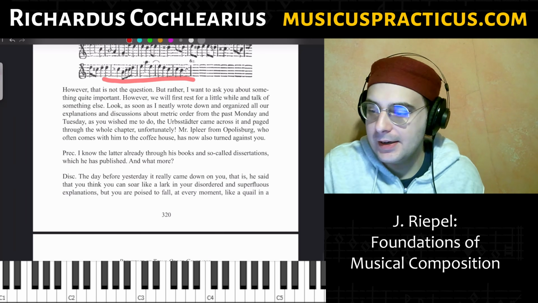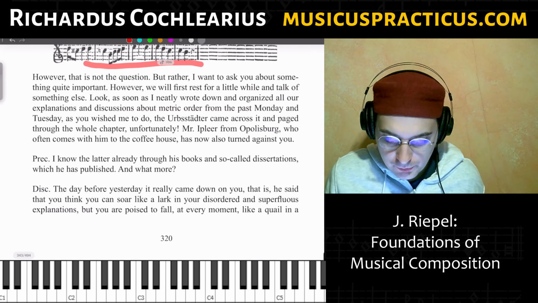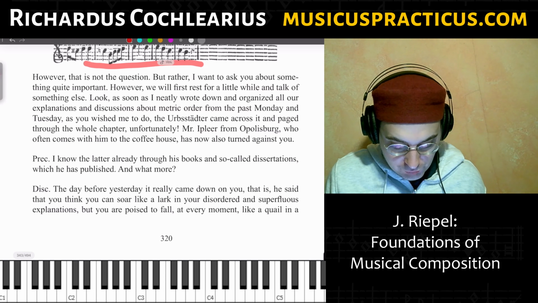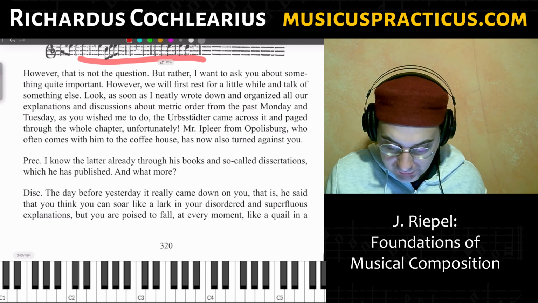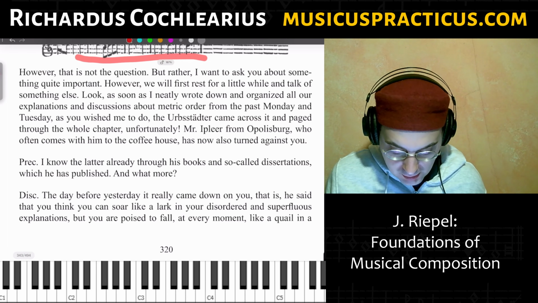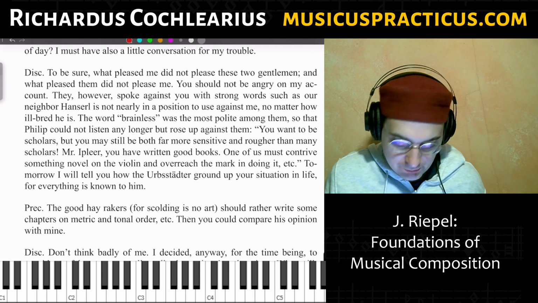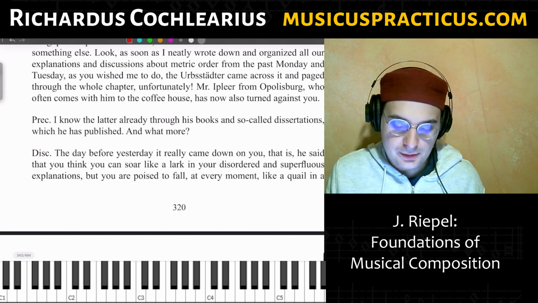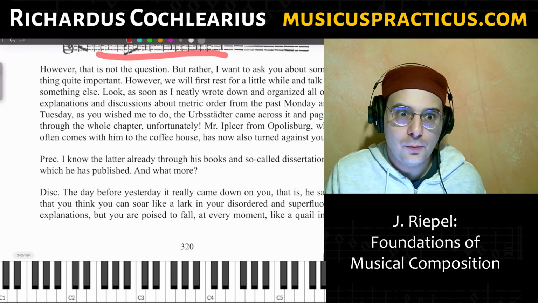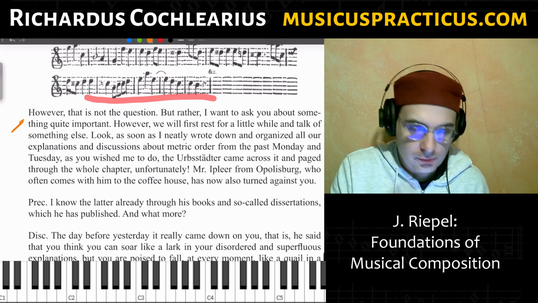Look, as soon as I neatly wrote down and organized all our explanation and discussion about metric order from the past Monday and Tuesday, as you wished me to do, the Hofstadter came across it and paged through the whole chapter, unfortunately. So he started to talk about something else. Okay, let's cut the video here and continue with this topic in the next video, reading what's going to happen now. See you next time.